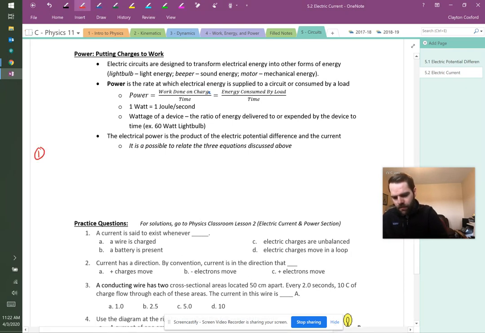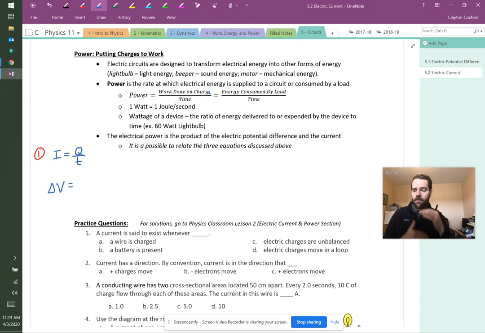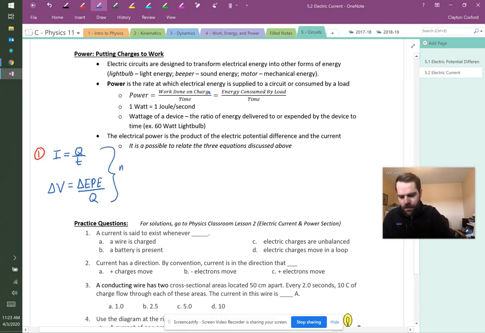Let's start here. We have that current is the rate at which charges flow, charge per second, or coulombs per second, charge over time. We also had in our last section that the potential difference, the electric potential difference, the difference between the top terminal and the bottom terminal of a battery, for instance, is the change in the electric potential energy per charge. Okay, let's take these guys and let's multiply them together.